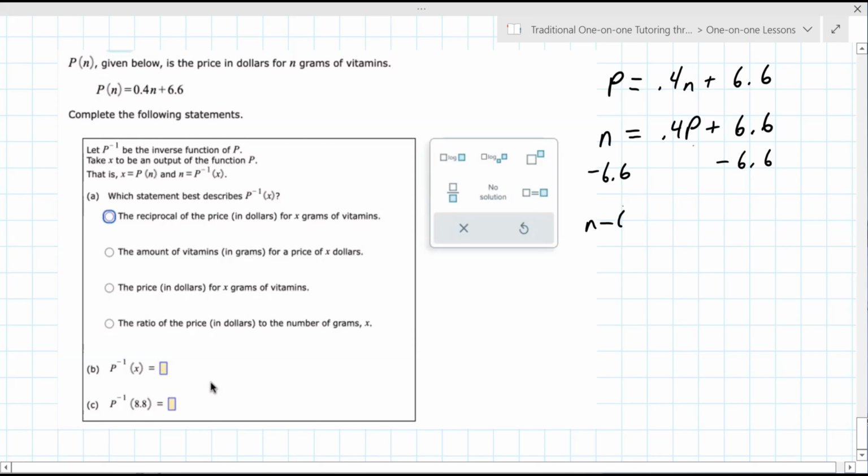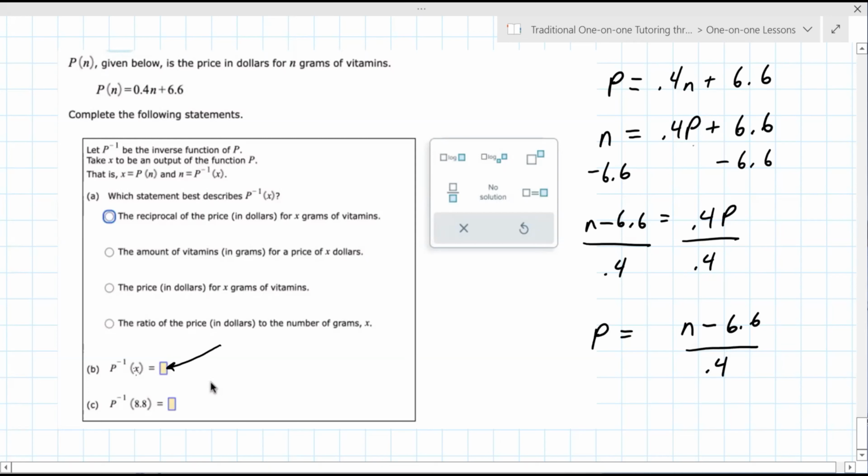So it's n minus 6.6 equals 0.4p. Divide both sides by 0.4. I'm just switching sides here. So P equals n minus 6.6 over 0.4. In terms of what you're going to do in this box here, it wants it in terms of x. So it's weird, but that's okay. So it's x minus 6.6 over 0.4. Okay, got that one down.